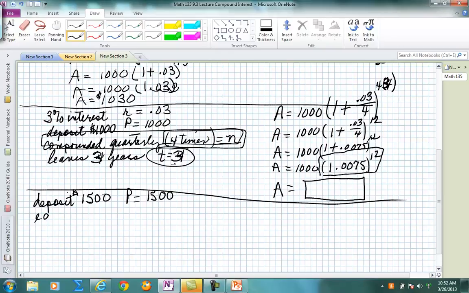So the R in the equation, 9%, will be 9 hundredths. And if it's compounded monthly, it would be compounded 12 times a year. So the N in the equation is 12.